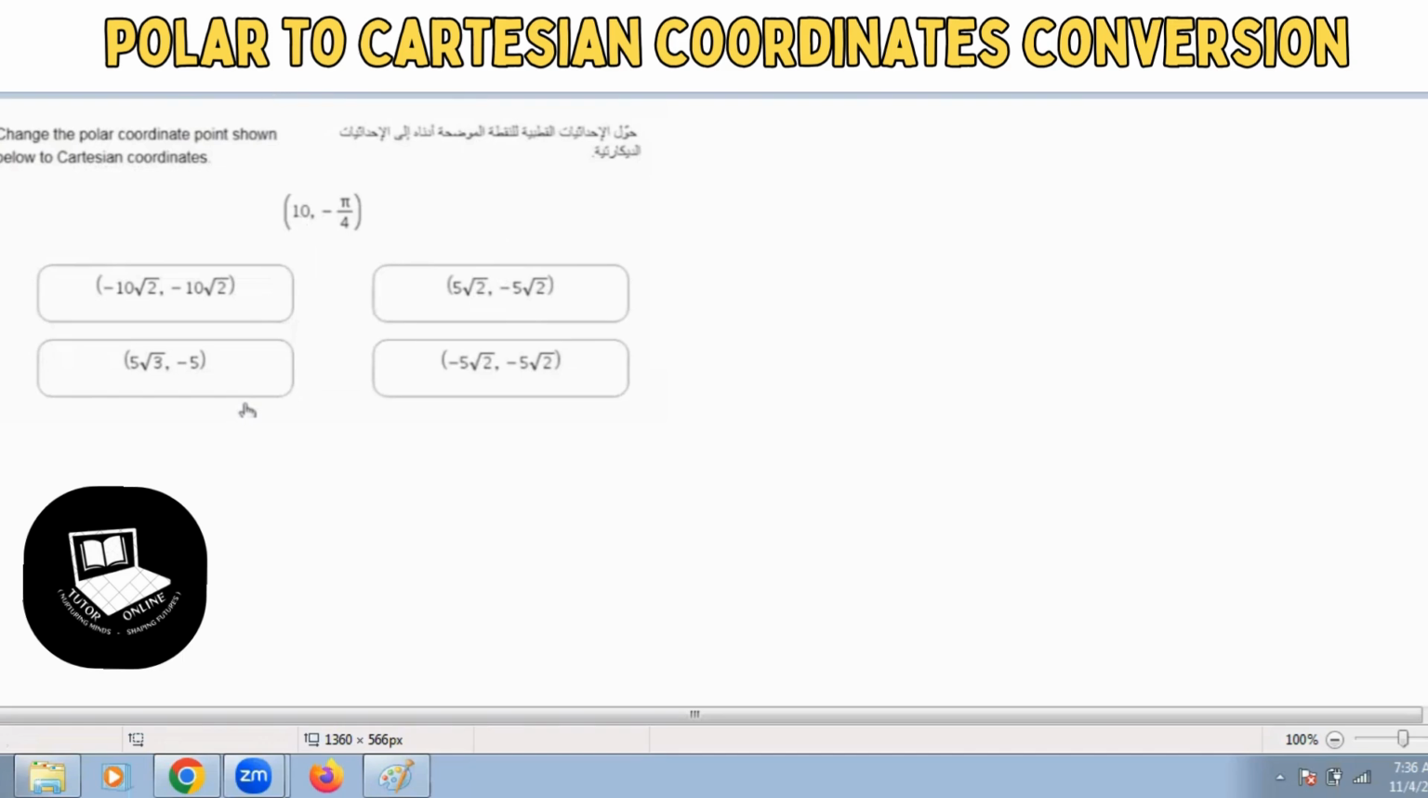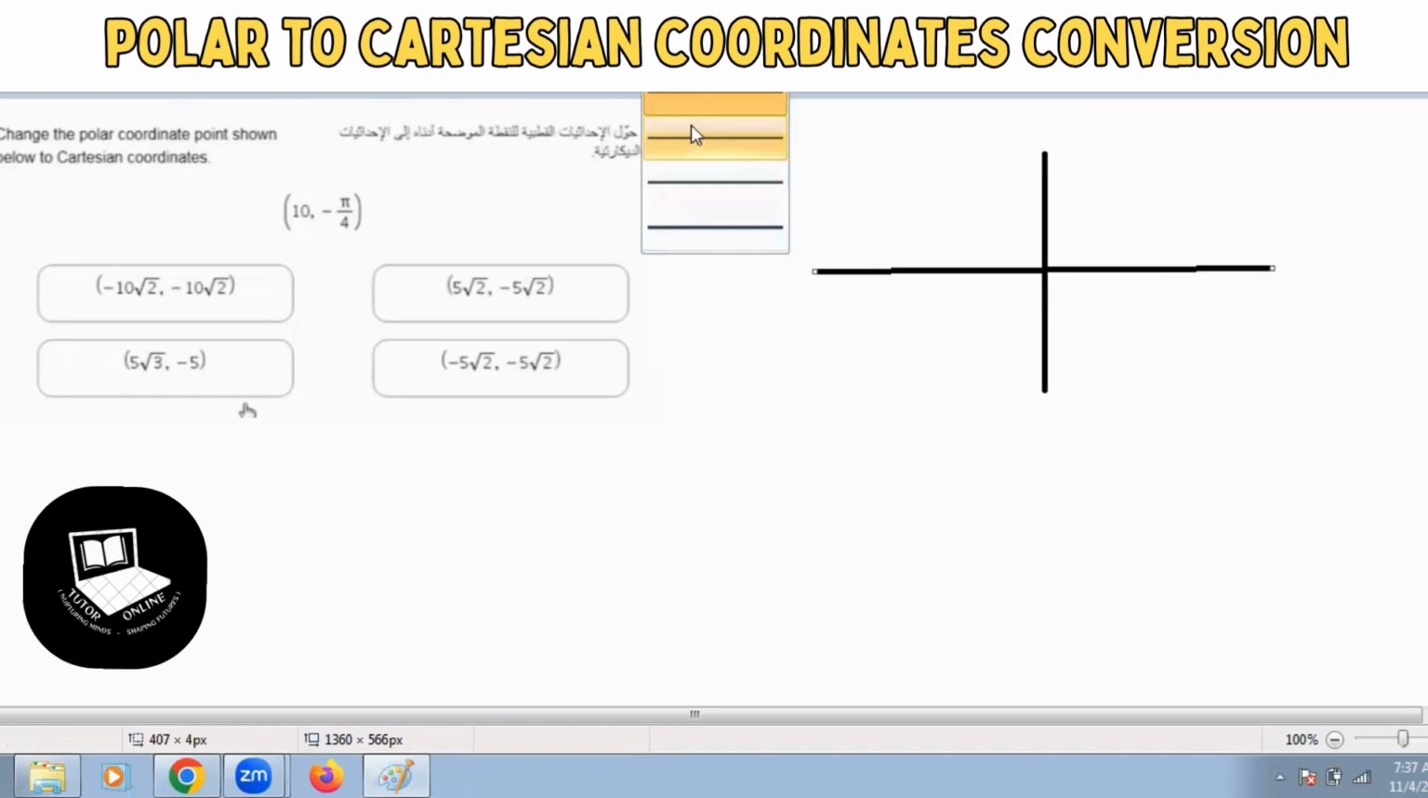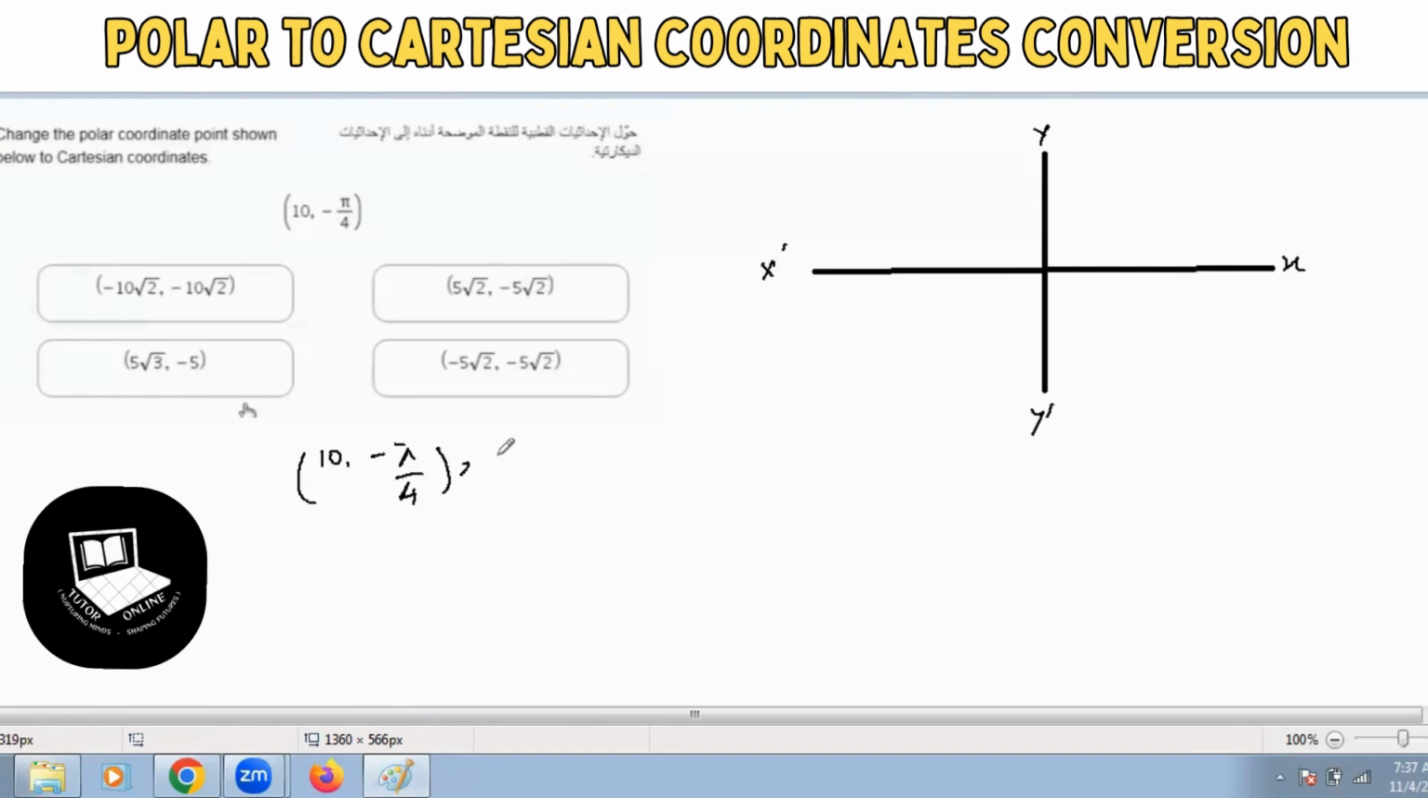Let's understand about the Cartesian curve. First of all, we should know what the Cartesian curves are. In the Cartesian plane, we have coordinates. Like if we have a vector in the xy plane, this one is the x axis, this one is the y axis and y prime, and this one will be x prime. We have a vector in the form of 10 times the angle of pi by 4, or it can be written as the angle of negative 45.